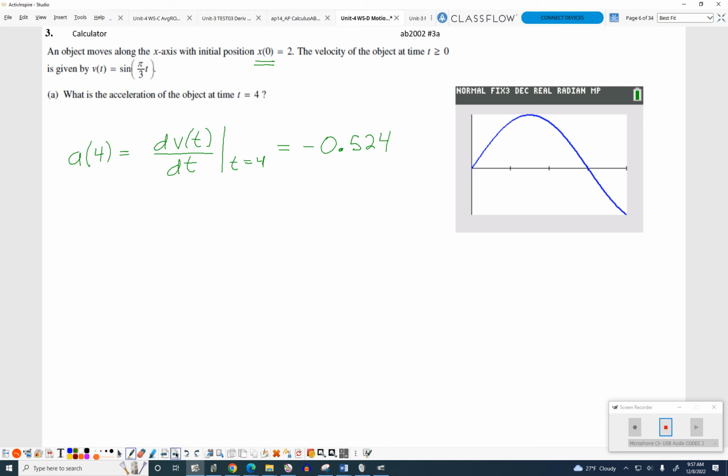Okay, cool, new idea. It says, what is the acceleration of the object? We learned way back in unit 1 that if I take the derivative of velocity, I can find the acceleration. So just write that down. Tell them what you're finding, acceleration at time 4. Tell them how you find it. You take the derivative of velocity at time 4.